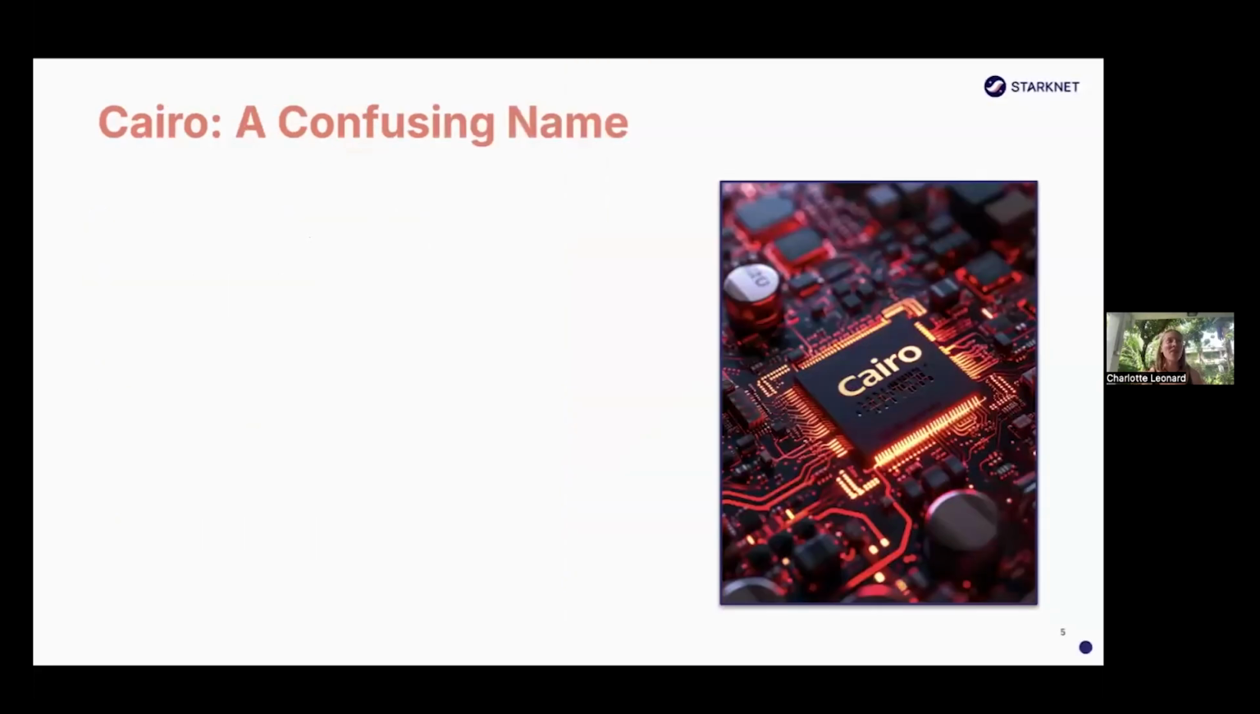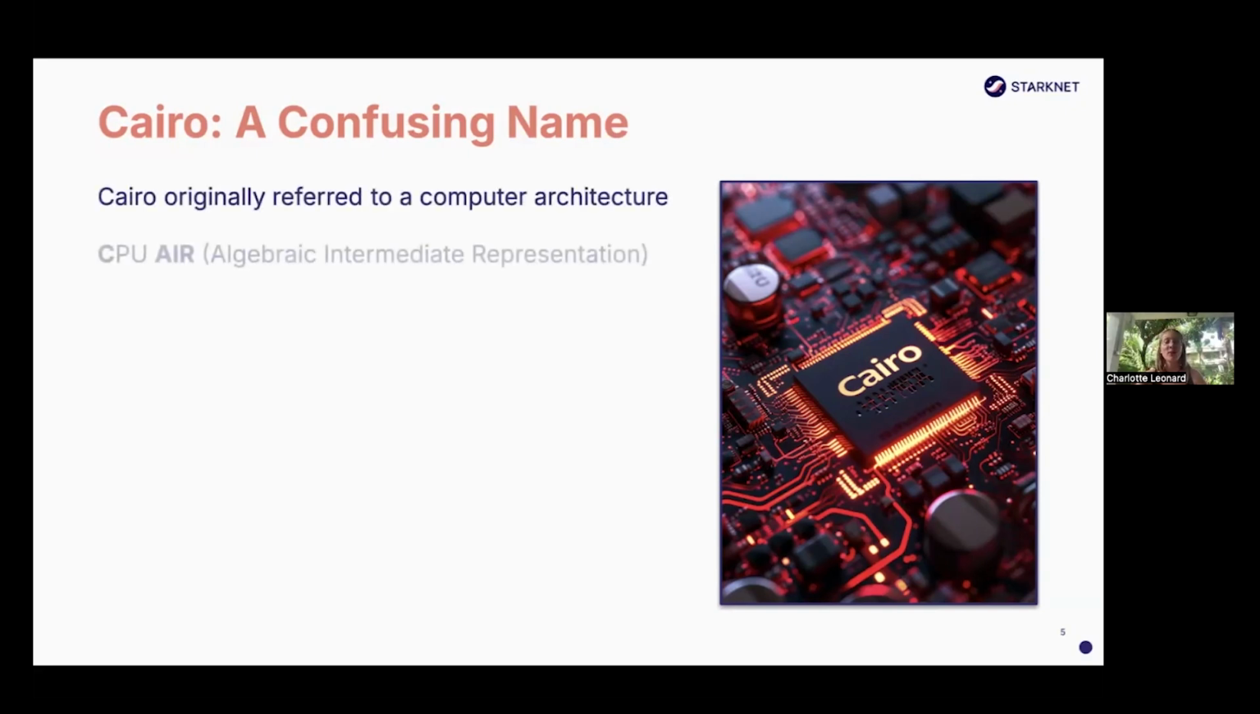Okay, so Cairo is actually a confusing name because many things are called Cairo. It's a city in Egypt. Like, what's happening? So let me clarify all of this. Cairo originally comes from the name of the computer architecture. The computer architecture is CPU AIR, which is algebraic intermediate representation. It's a CPU architecture that was first created by Starknet to be optimized for validity proof, so optimized for the computation used for the ZK proof.